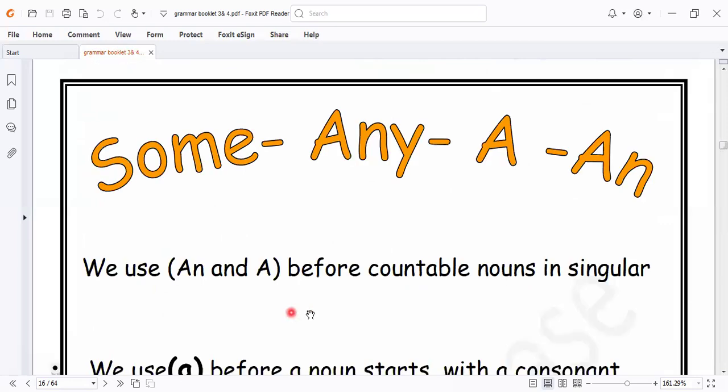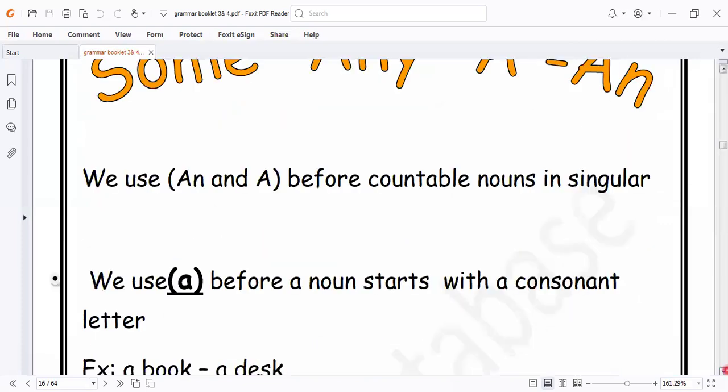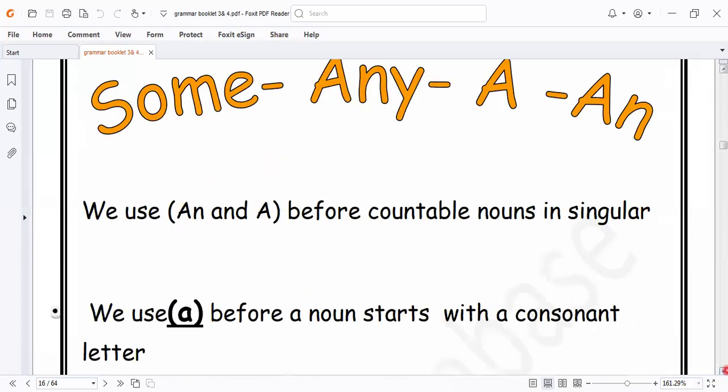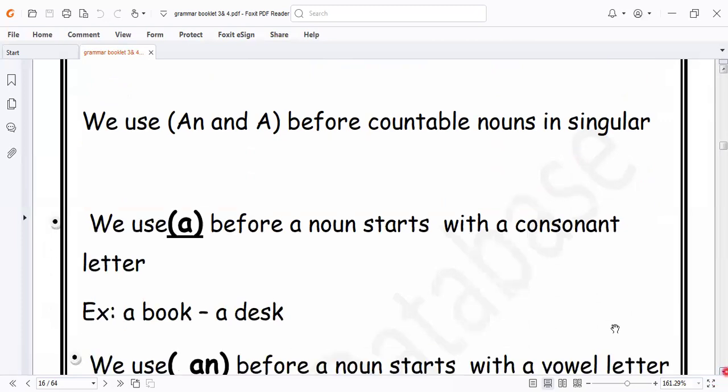We use some and any. As we know before, we use some with offers, with requests, and with affirmative forms. We use any with questions and negative forms. Let's know more about this lesson.